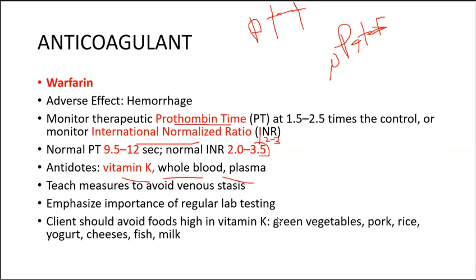And very important, you want to teach the client to avoid foods high in vitamin K. So clients should avoid foods that are high in vitamin K, like your green vegetables, pork, rice, yogurt, cheese, fish, and even milk. Remember, vitamin K is needed by the body to make clots, and warfarin blocks this process. So if you are eating too many foods rich in vitamin K, it's going to cause your warfarin to become less effective and cause more clotting in the body. So again, very important with warfarin, you need to teach them to avoid foods high in vitamin K.